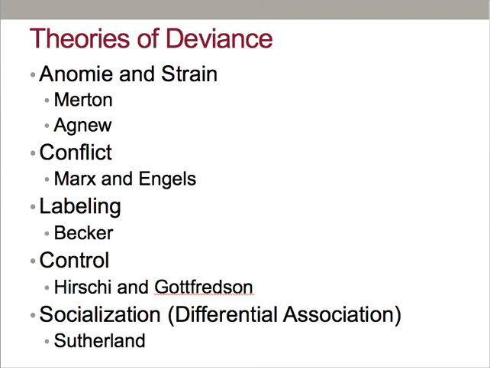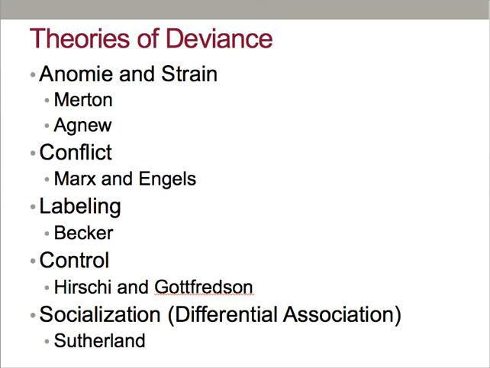So the first one that we're going to talk about is the strain and anomie school. This school of thought was created by Merton, and then later Agnew expanded on it. It says that when people feel strain, or the disconnect between the socially approved goal they're expected to achieve and their access to the socially approved way of getting there, or means, they react in one of 5 possible ways. These ways involve either rejecting the goal or rejecting the means, or both, accepting the goal and accepting the means, or both, or rejecting both of them and substituting a different goal or means.